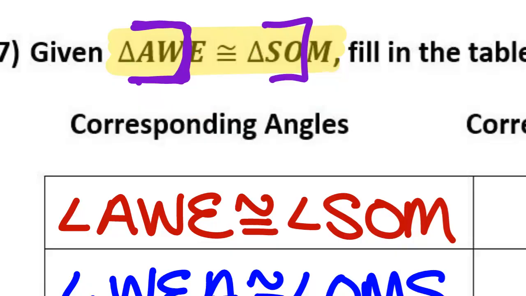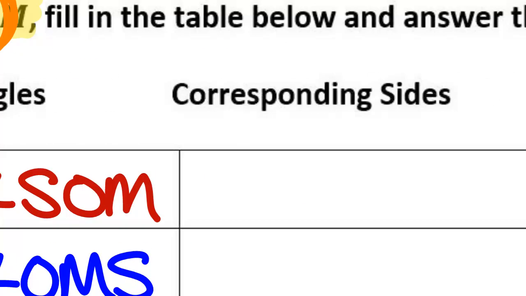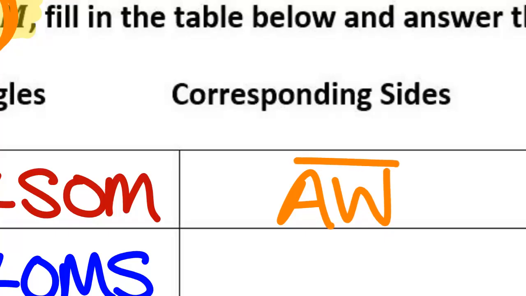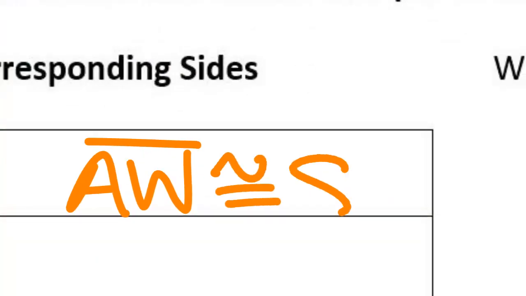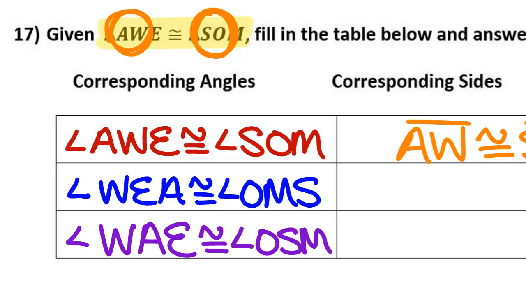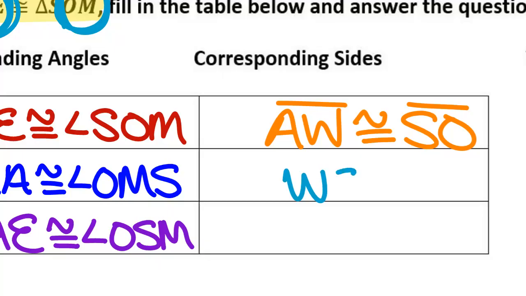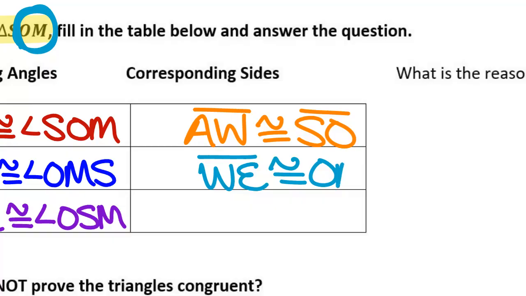And then we're going to match up our corresponding sides. So I'm going to look first two letters. AW, SO. Segment AW is congruent to segment SO. What would be another pair of corresponding congruent sides? WE and OM, middle and last letter, middle and last letter. WE congruent to OM.